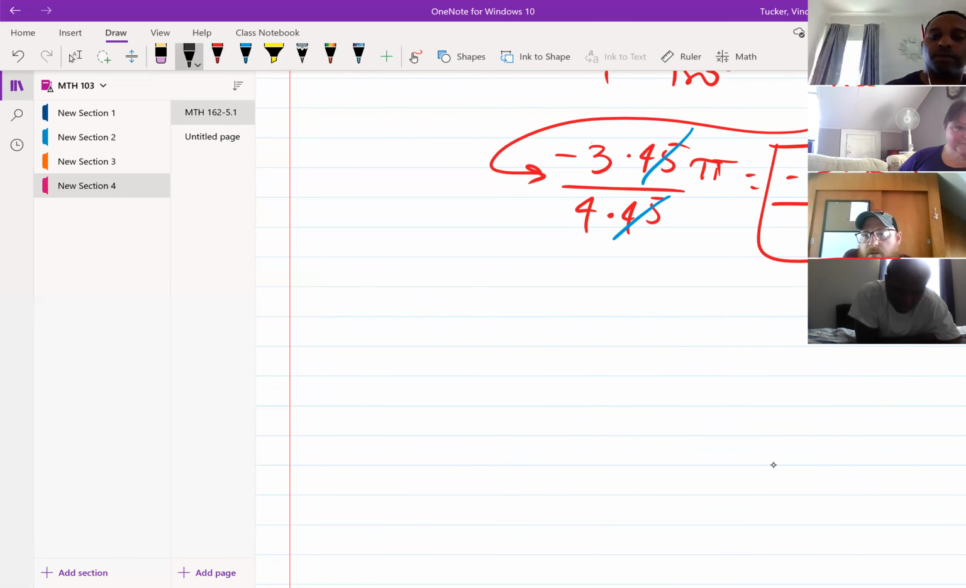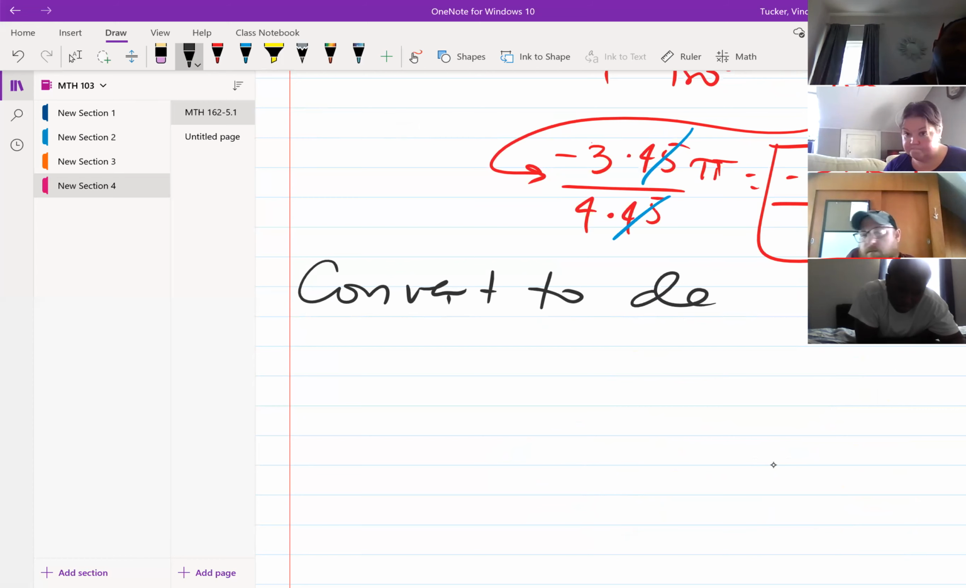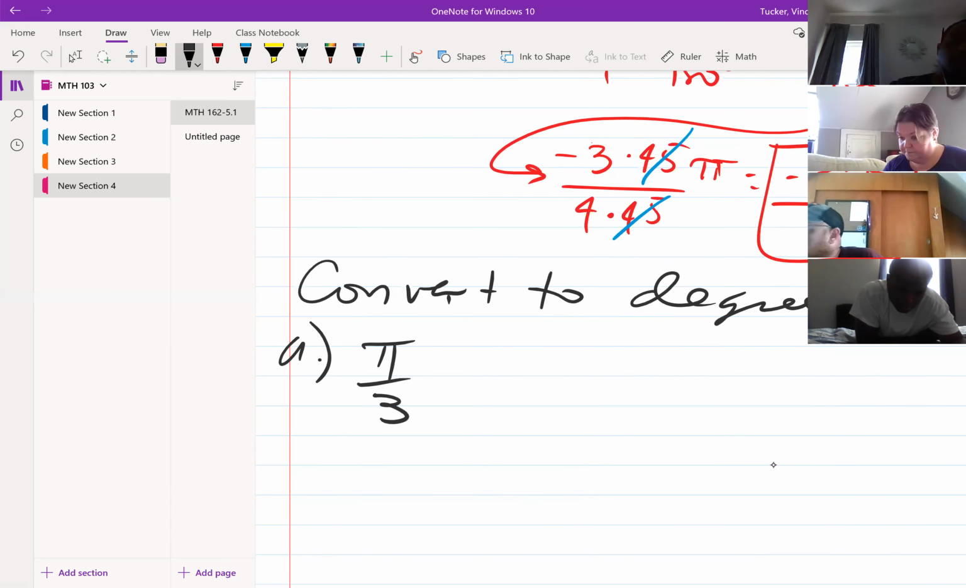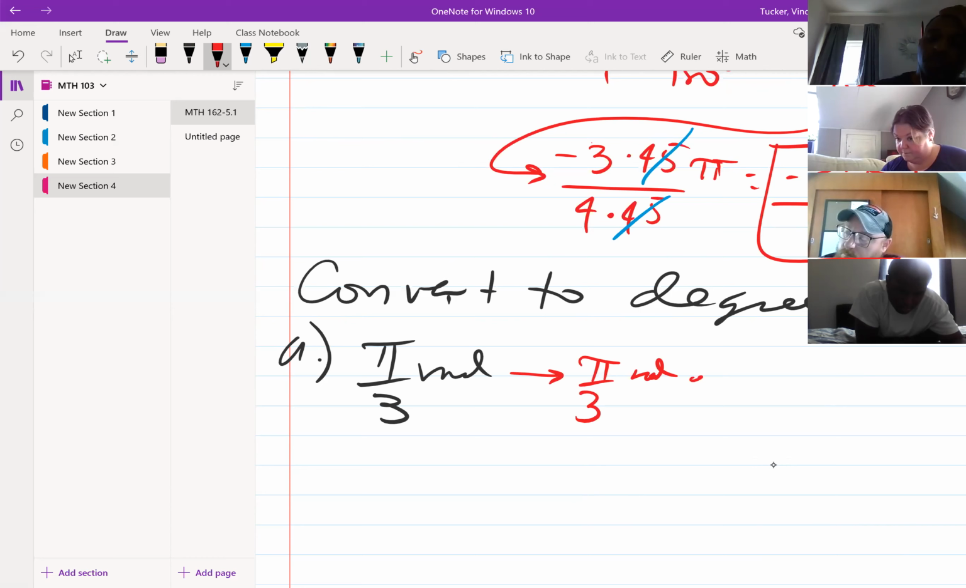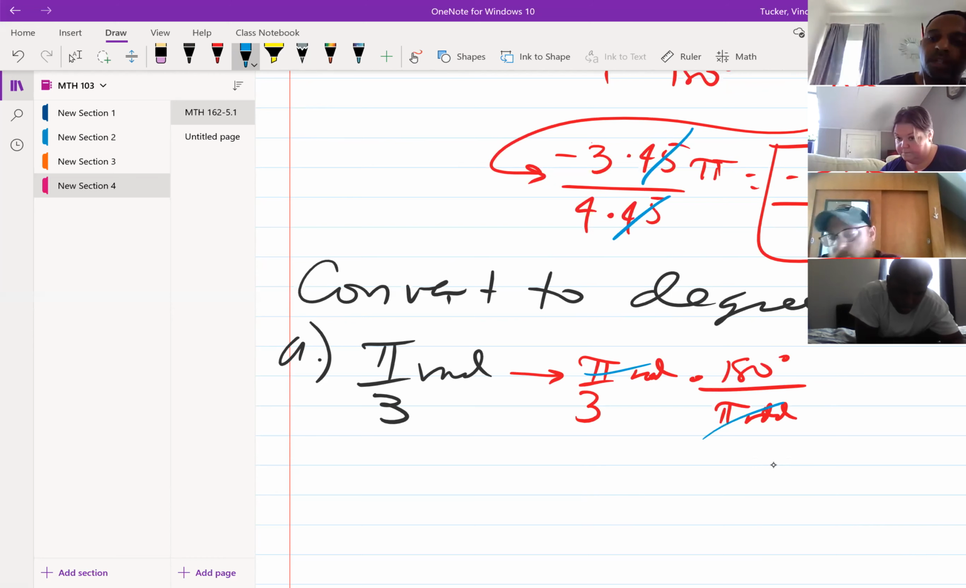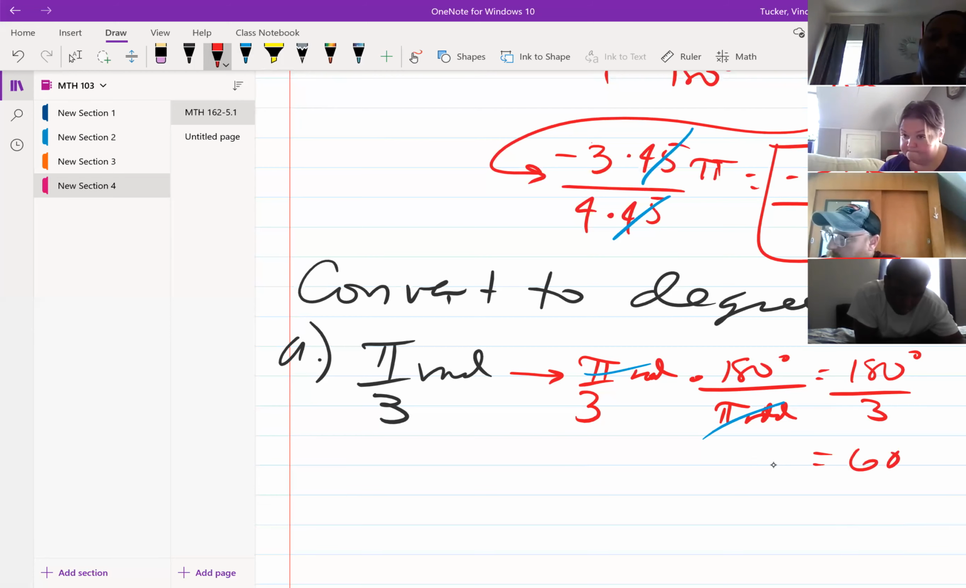All right, so this last one for today, we're just going to go back in the other direction, converting to degrees. We have pi over 3 radians. I'm going to multiply that times 180 degrees over pi radians. Pi radians cancel. 180 degrees over 3, that would be 60 degrees.